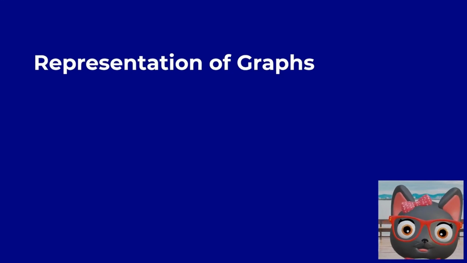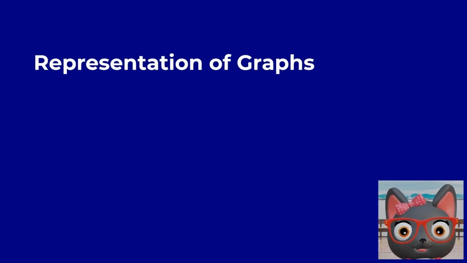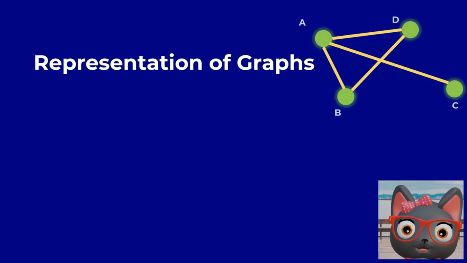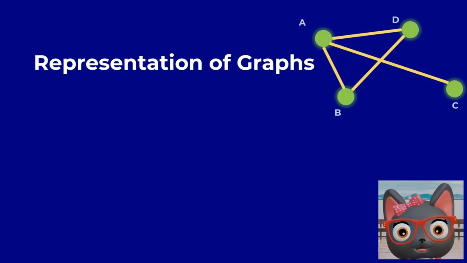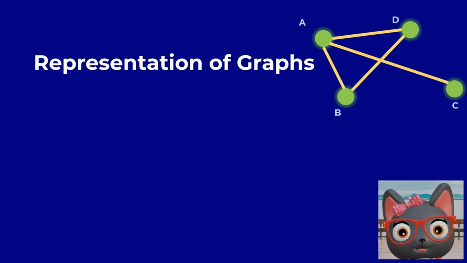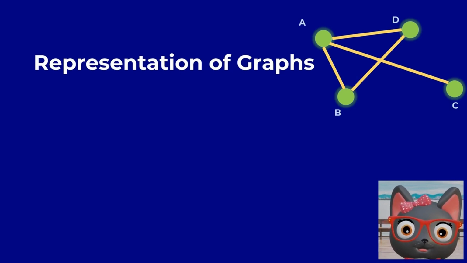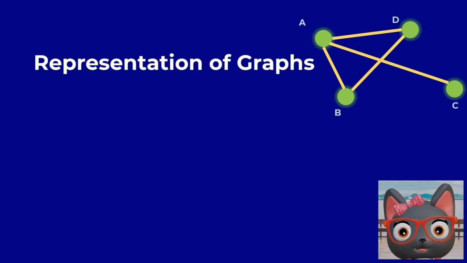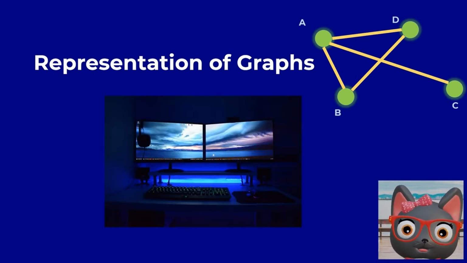Before we can talk about graph traversal algorithms, it's important to understand how graphs are represented in computer programs. We, as human beings or cats, can clearly see there are four nodes A, B, C, and D, and that A is connected to B and D and C, and B is connected to D. But how do we convey that to a computer?